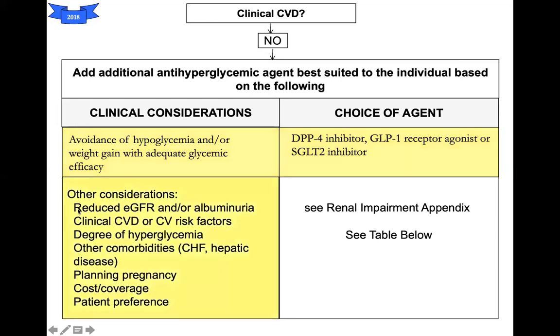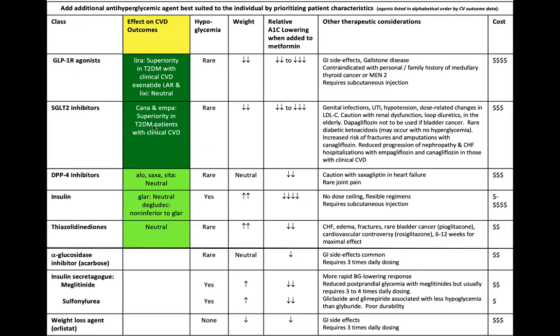Now, what are the other things we need to think about? If there was albuminuria or decrease in eGFR and renal disease, we need to think about that. If the patient was planning pregnancy, then insulin will be required. Then patient preference and cost and coverage are also important. Here you see the various drugs that are given here: GLP-1, SGLT2, DPP-IV, insulin, thiazolidinedione, etc. Effect on CVD outcomes: the GLP-1 receptor agonists and SGLT2 inhibitors are superior to other agents because they give you reduction.